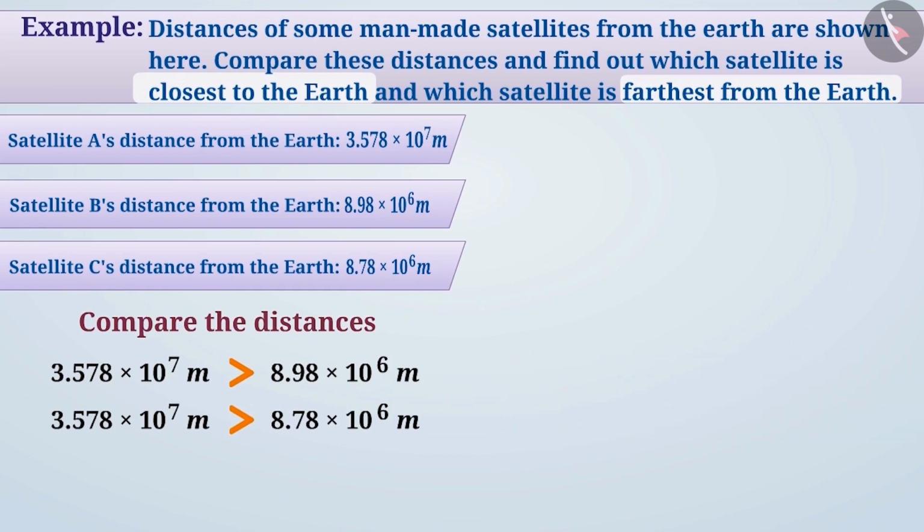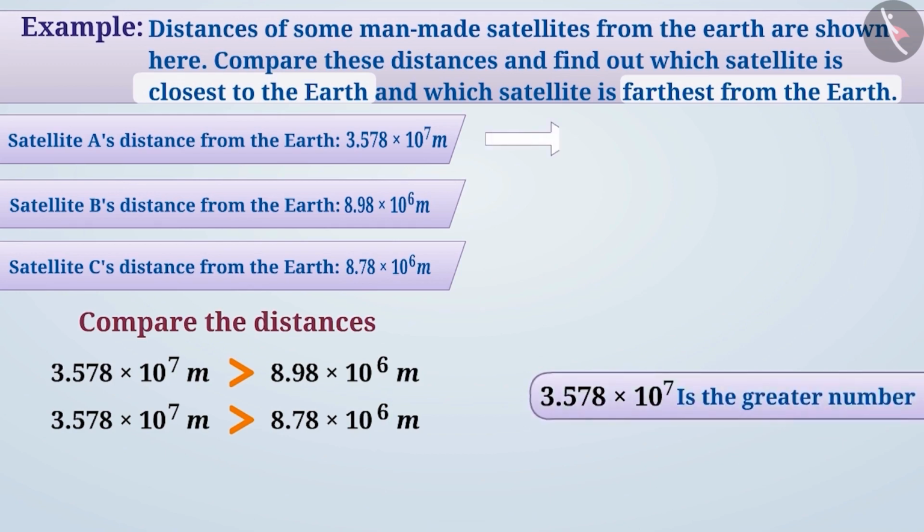In both cases, we can conclude that 3.578 into 10 to the power of 7 is the greater number. Therefore, satellite A is the farthest from the Earth.